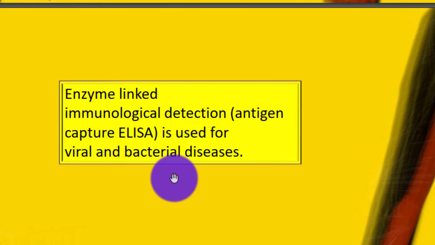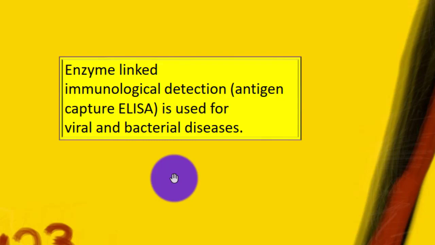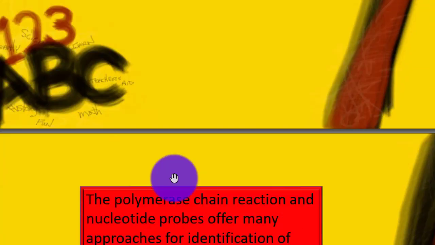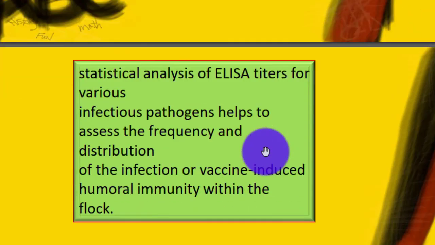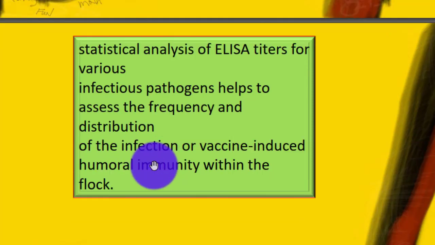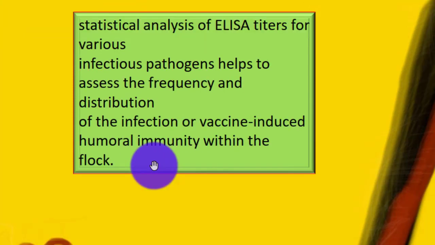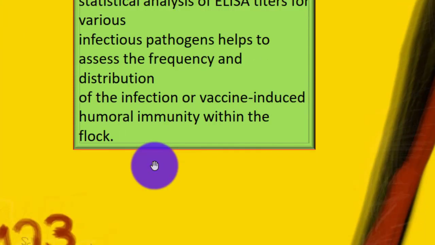Enzyme-linked immunoassay, or ELISA. Antigen capture ELISA is used for viral and bacterial diseases. The polymerase chain reaction and nucleotide probes offer many approaches for identification of infectious agents that have infected an individual bird simultaneously. Statistical analysis of ELISA titers for various infectious pathogens helps to assess the frequency and distribution of the infection or vaccine-induced humoral immunity within the flock.